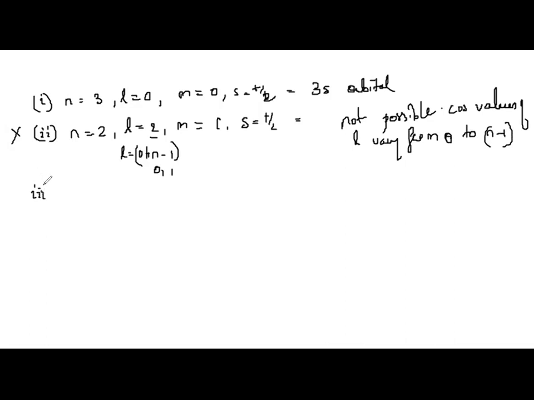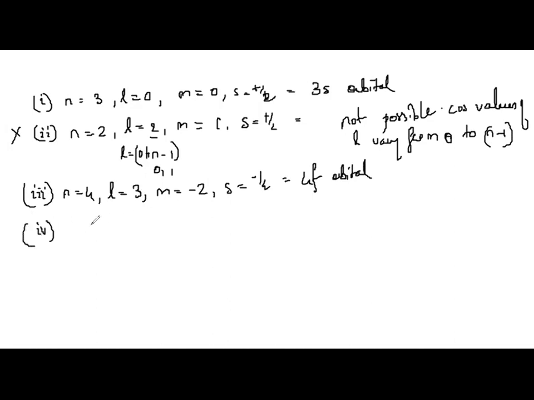Let us see third option. n is equal to 4, L is equal to 3, M is equal to minus 2, and S is equal to minus half. So n is 4, L is 0 to n minus 1, so 3 is possible. L is equal to 3 means it is F orbital. So it is 4F orbital. Correct? M is equal to minus 2, that is also possible.